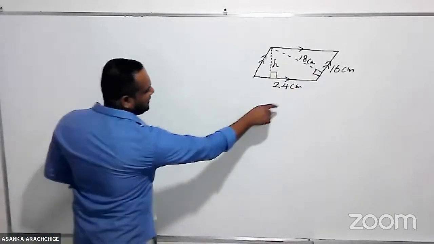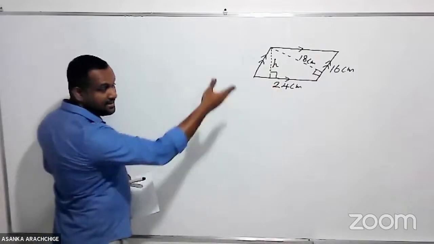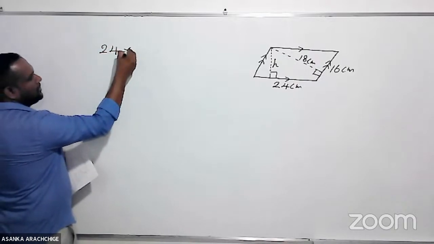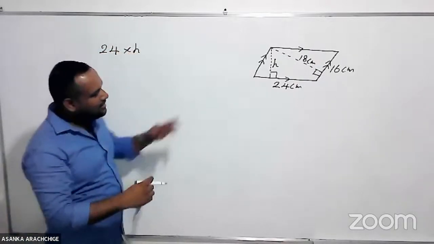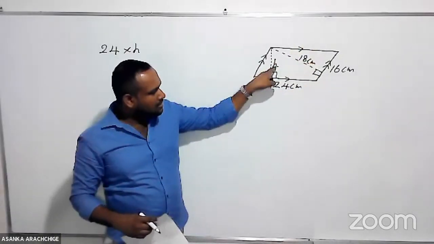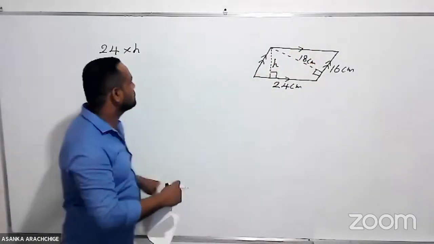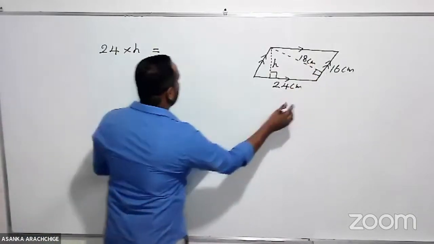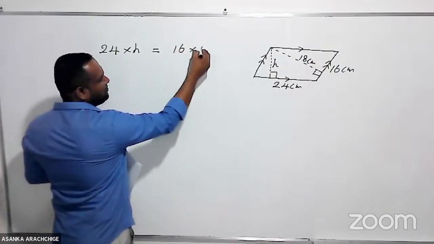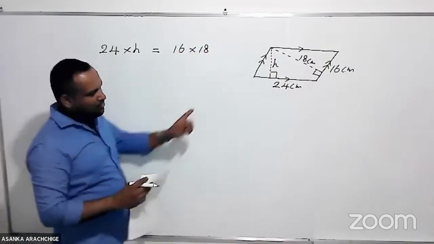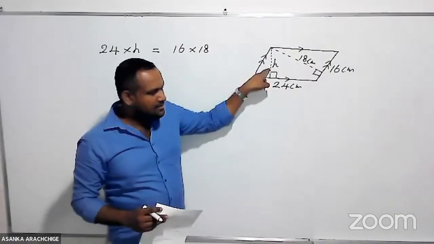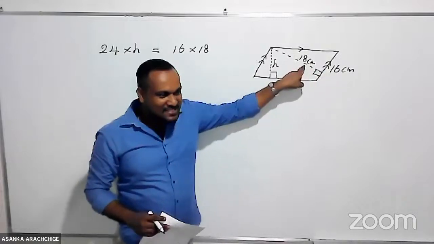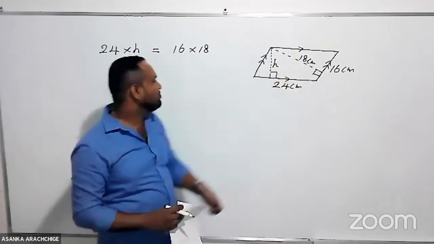So, first write in terms of h, because that is what we want to find. 24 times h, the area of the parallelogram in terms of 24 and h, must be equal to 16 times 18. When this side is the base, this is the perpendicular height. Clear? Now solve it.